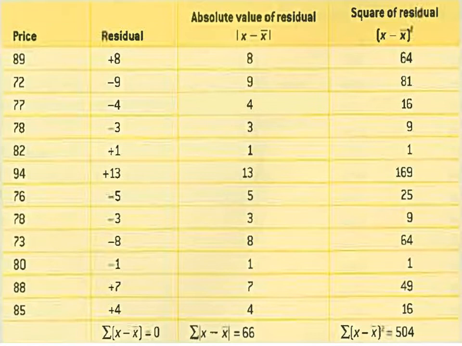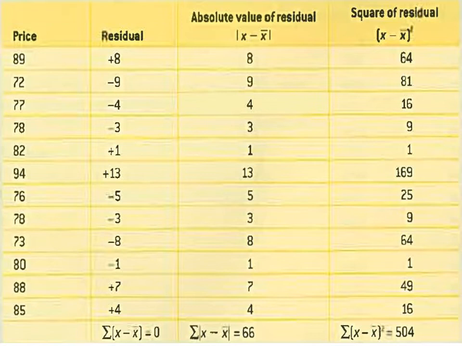Then you can find the variance of the residual absolute value. Basically, you find here x minus x bar, and then you take the square of that figure, and you have received 504 as the sum of squares of the residuals. And here basically you can know the square root of the variance: sigma (x minus x bar) squared is equal to 504.